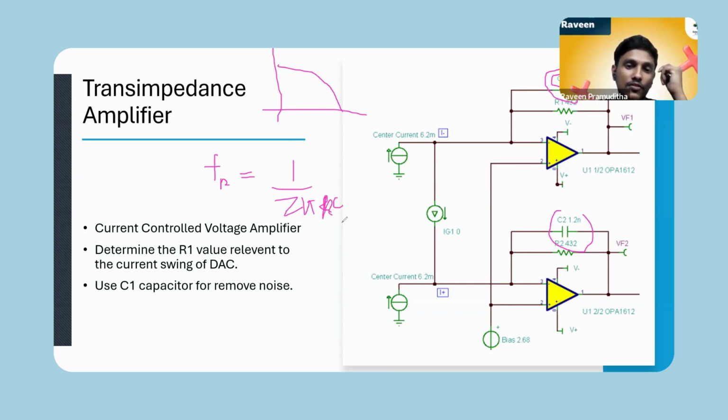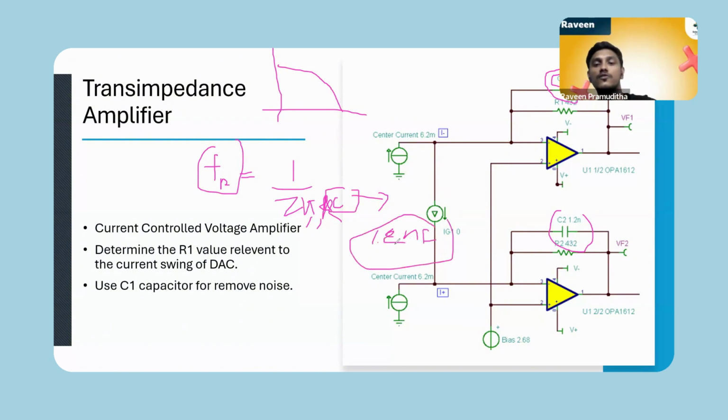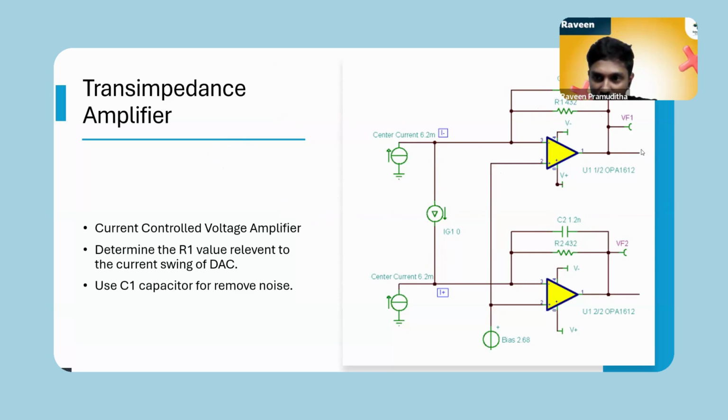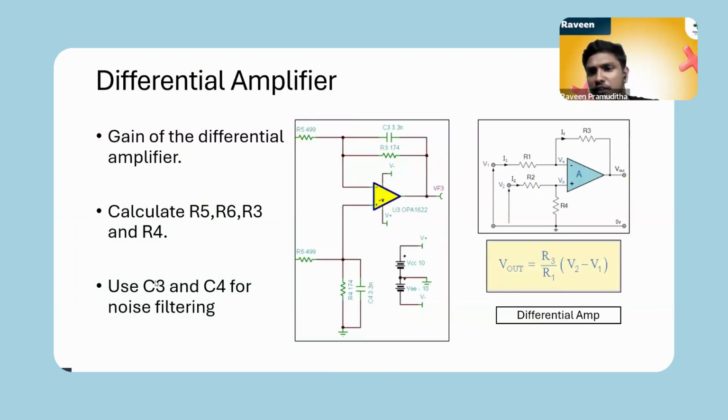To find the RC equation, after substituting these R, C and F values, I can find the C value. So I can get C as 1.2 nanofarads. So I'm setting this 1.2 nanofarad as my capacitor. So this capacitor and this resistor are used in my transimpedance amplifier. Then after that I am going to transmit this voltage output to this differential amplifier.